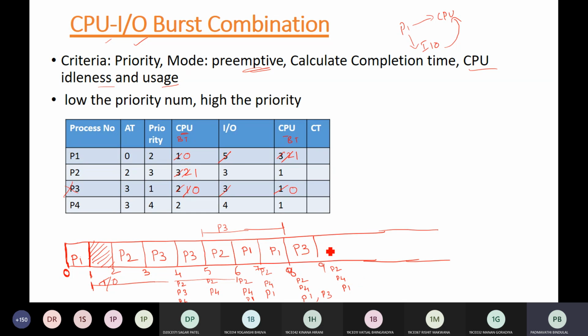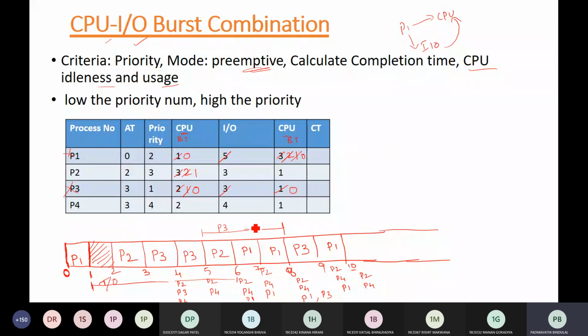P2, P1, P4. Again, P1 is what you have to execute. So you are executing the P1 process again for 1 instant. So the P1 process now will become 0. So in the 10th instant you will have P2 and P4 in your system. Okay. And you are removing P1 also, because all its bursts are complete.